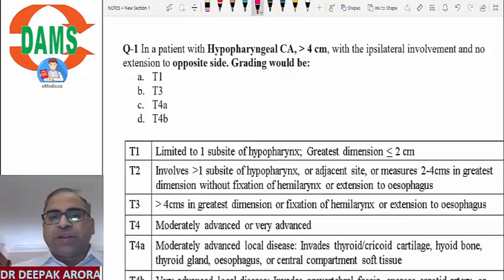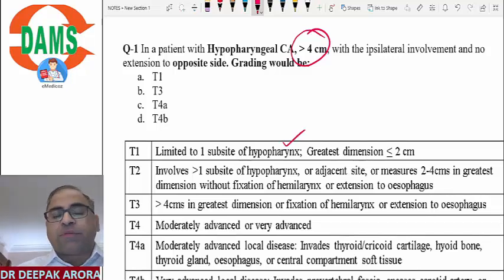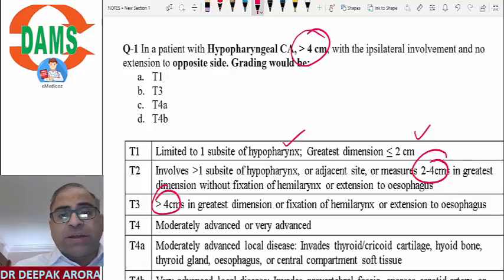In a patient with hypopharyngeal carcinoma, more than 4 centimeter. This question is often repeated in your examination. What is the TNM classification T status of this patient? What is T1? If it is only one area of the hypopharynx, greatest dimension not more than 2 centimeter. If it is 2 to 4 centimeter, it is T2. And if it is more than 4 centimeter, which I have given in the MCQ, it is T3.